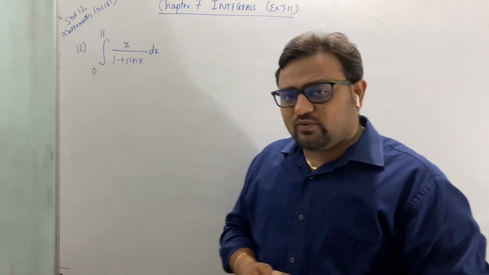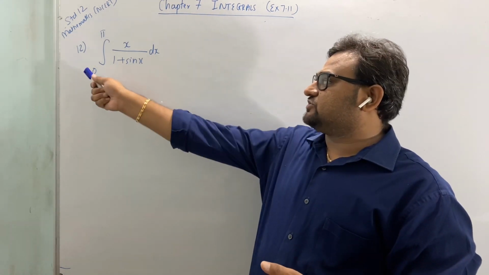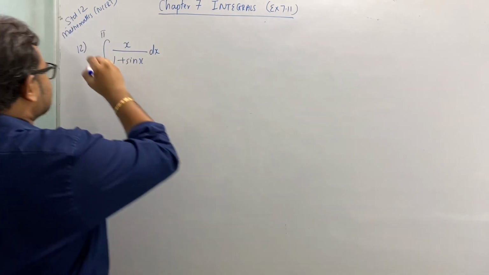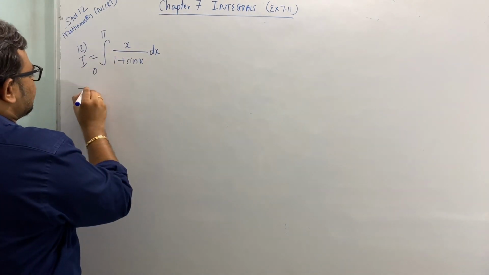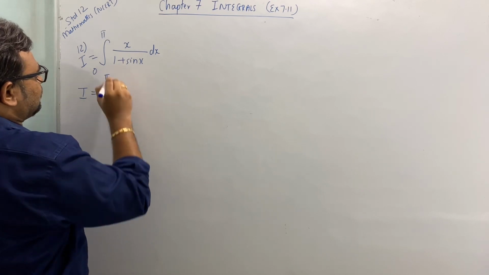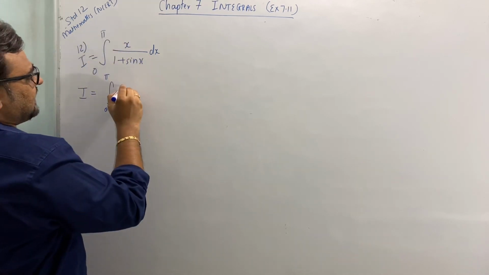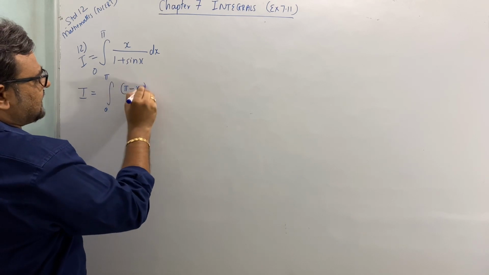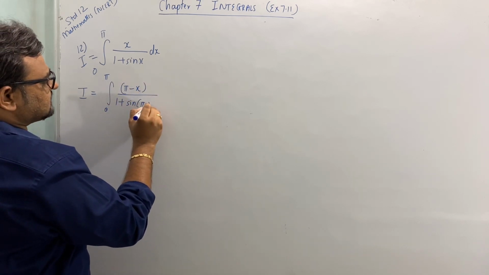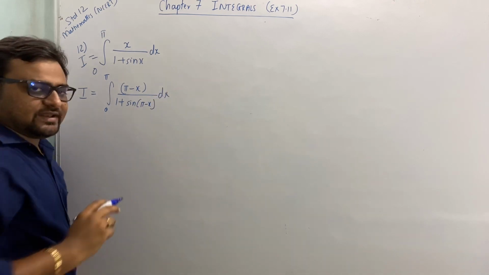Okay, so what we can do here is use the same a plus b minus x. So this is I. So I will be equal to the integral from 0 to pi of (0 plus pi minus x), that is pi minus x, upon 1 plus sine (pi minus x). See what I have done?